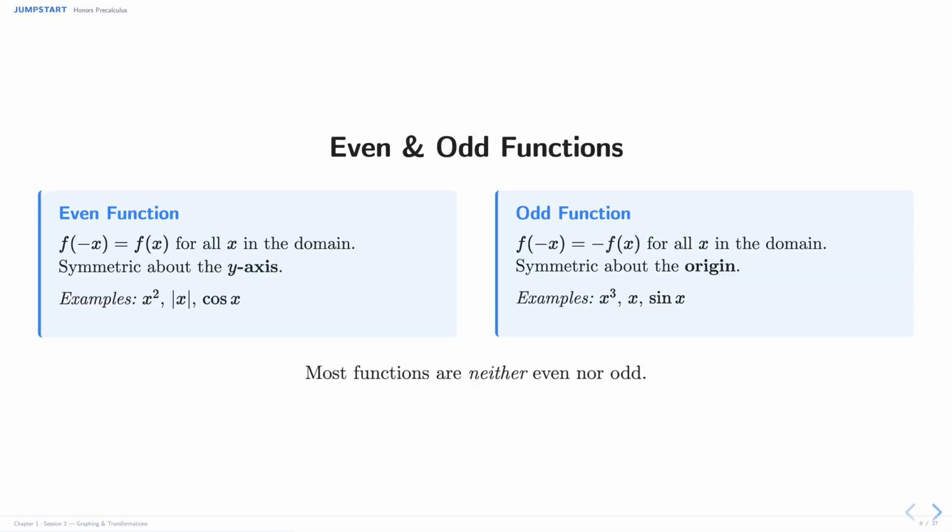Let's explore even and odd functions. An even function satisfies the condition that f of -x equals f of x for all x in the domain, meaning it is symmetric about the y-axis. Examples include x squared, the absolute value of x, and the cosine of x. An odd function satisfies the condition that f of -x equals -f of x, indicating symmetry about the origin. Examples of odd functions are x cubed, x, and the sine of x. Most functions, however, do not fall into either category.